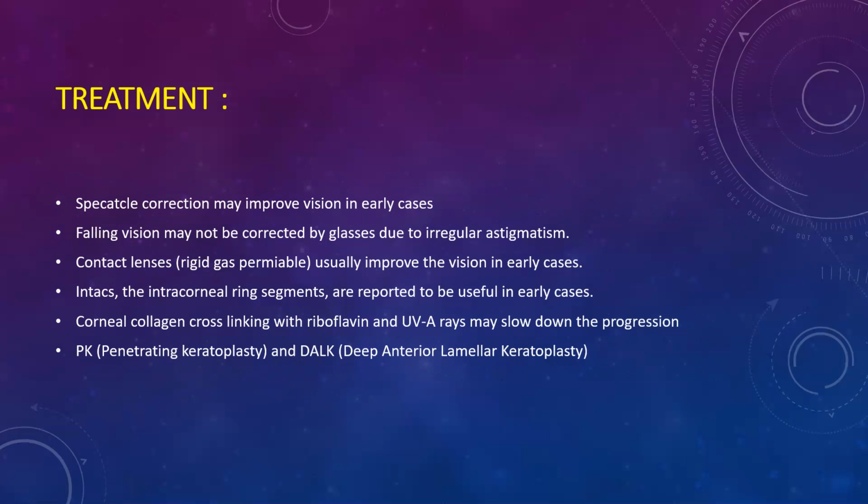And final treatment, once this particular disease progresses to later stages, where complications of that particular disease are usually seen, right? So if the patient comes to the clinic in later stages, then you'll go for penetrating keratoplasty or deep anterior lamellar keratoplasty, and this is the final thing. Only this can resolve the issue permanently. Okay, this is all about keratoconus.